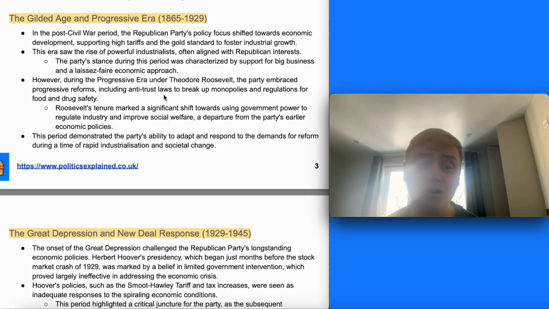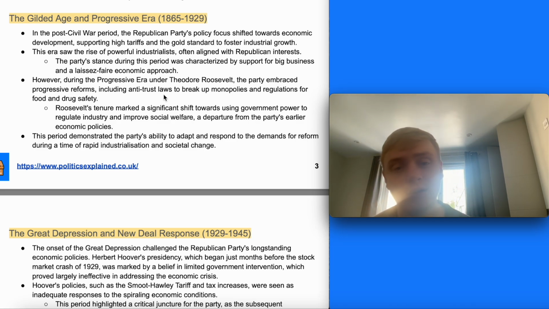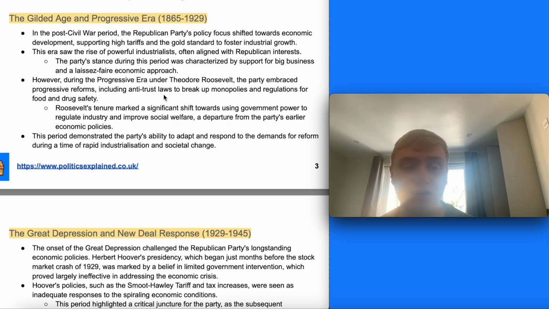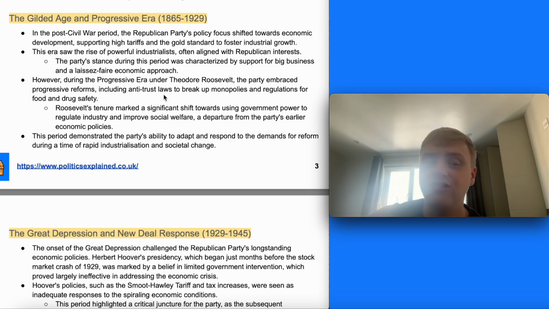However, under the progressive era of the party, led by Theodore Roosevelt, the party embraced progressive reforms, including antitrust, which is kind of anti-monopoly, and reforms to break up monopolies, and regulations for food and drug safety. Roosevelt's tenure marked a significant shift towards using government power to regulate industry and improve social welfare, a departure from the party's earlier economic policies. And this period demonstrated the party's abilities to adapt and respond to demands for reform during a time of rapid industrialization and societal change.